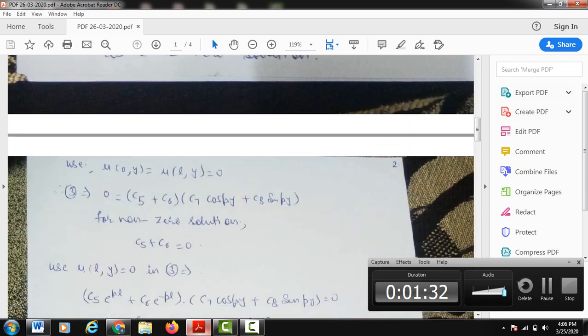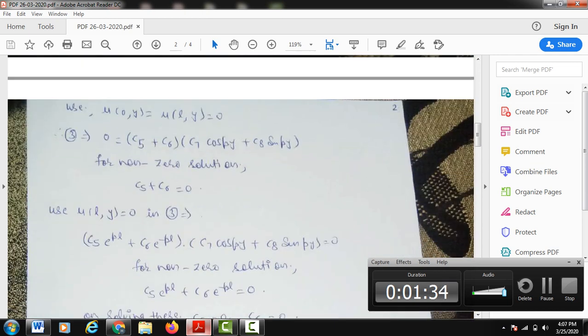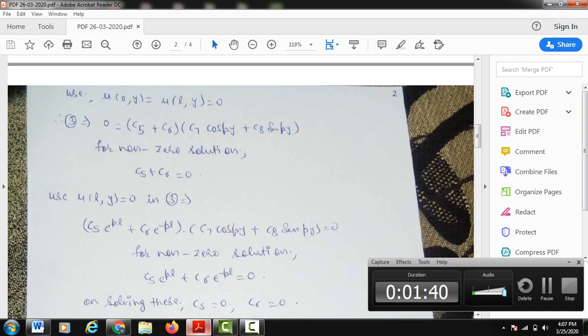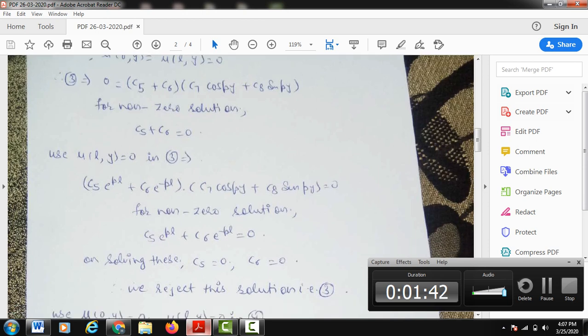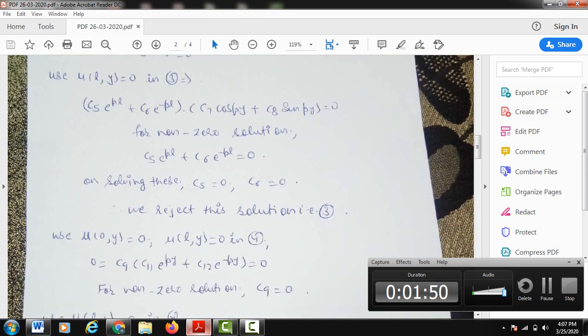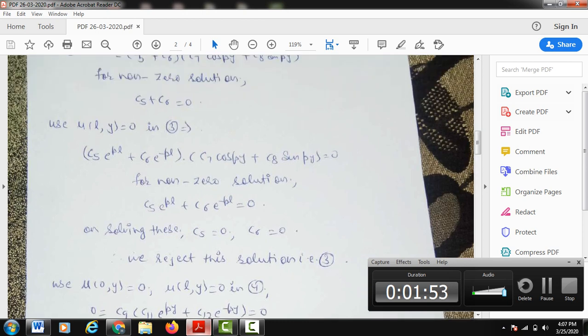So let us apply these conditions in the third solution. If I put these values in the third solution, I got one equation like c5 plus c6 is 0. You can put and check. And if I put x equal to L and take y as fixed, I got this one. For non-zero solution, I will take this as 0. So c5 plus c6 is 0 and c5 e to the power pL plus c6 e to the power minus pL is 0. This is a homogeneous system of equations. For non-zero solution, c5 and c6 should be 0. So again we have the zero solution, that's why I am going to reject this solution also.